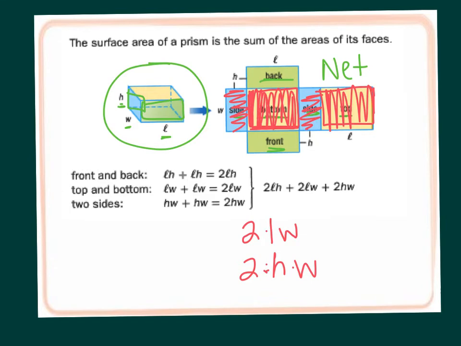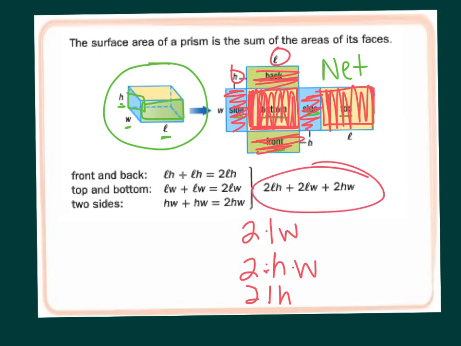Ignore that little dot there. And then I have to do the front and the back, and that I see is the length and the height, so 2 times the length and the height. Okay, and then I would total all of those together, and I would get my surface area.